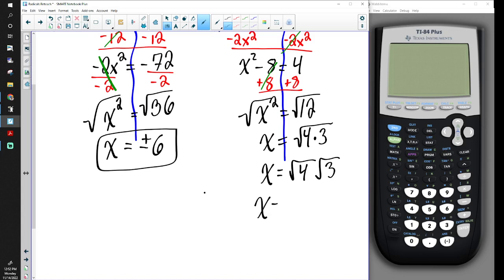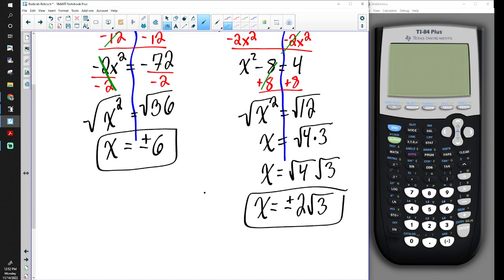Yeah? You know what I mean? Like, that's like taking your 2 kids to the grocery store and you just leave one behind. You can't just leave one of your solutions behind. Plus or minus 2, square root 3. Okay, 4 became plus or minus 2, because all square roots have 2 solutions, positive and negative. And bring down the square root of 3, can't be simplified.